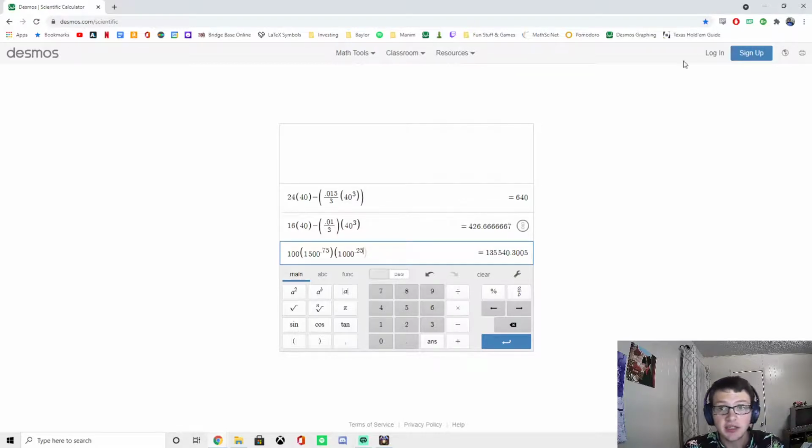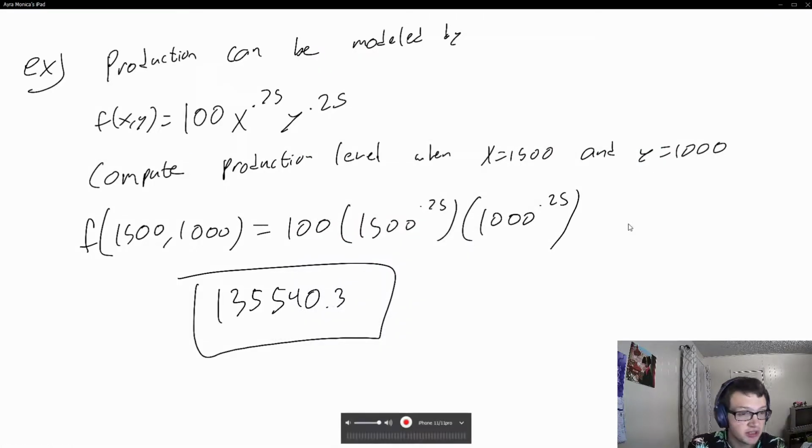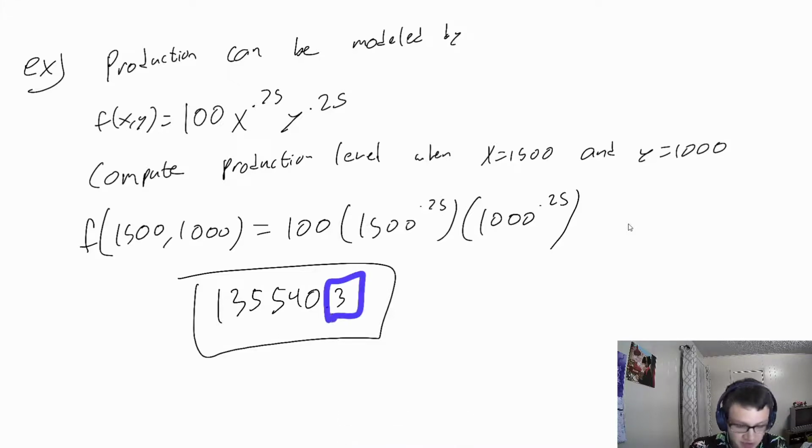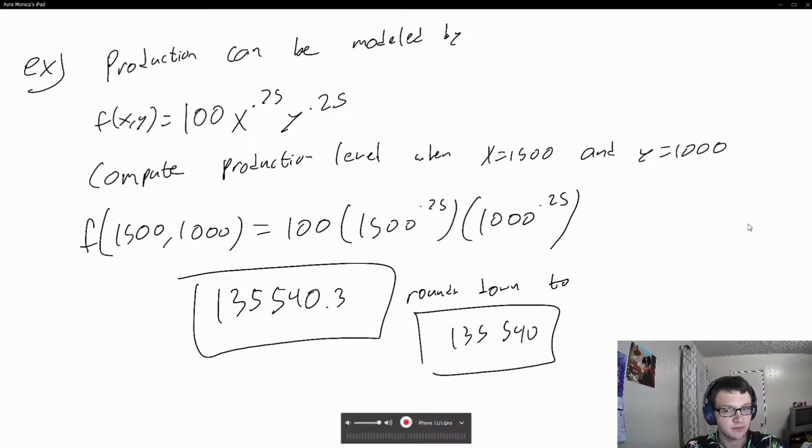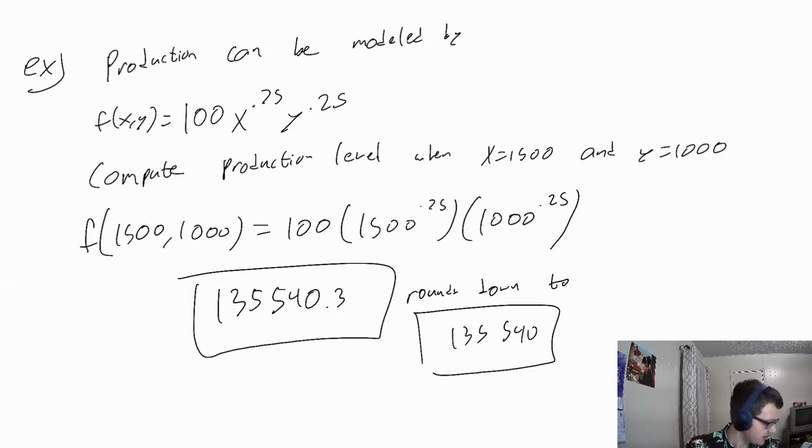Now, typically, when it comes to production, we tend to round down, right? Because we can't produce 3/10 of a unit, so we tend to round down to just 135,540. That's section 7.3. That's probably all the time I'm going to spend on it.